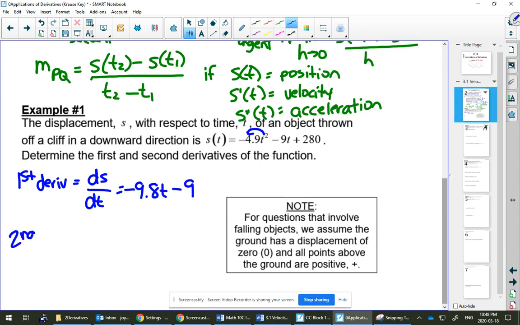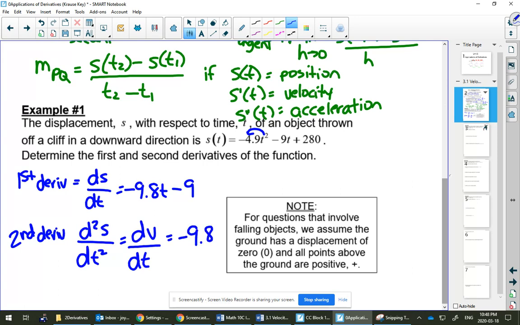If we look at the second derivative, we can write that as the second derivative of position with respect to time. We could also write it as the derivative of velocity with respect to time. And we would get negative 9.8. Now again, for those of you that have done physics, that number should look really familiar because negative 9.8 correlates to negative 9.81 meters per second squared, which is the acceleration due to gravity.